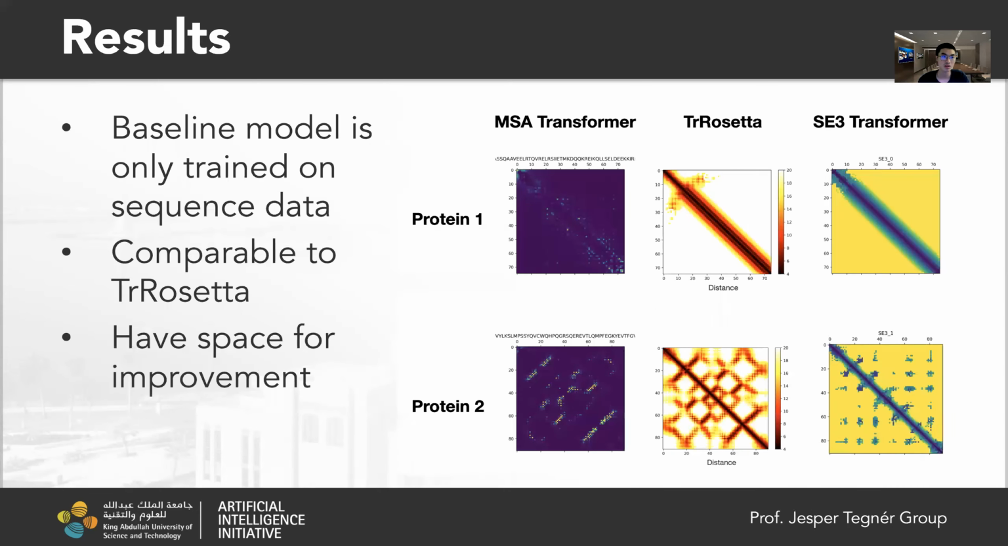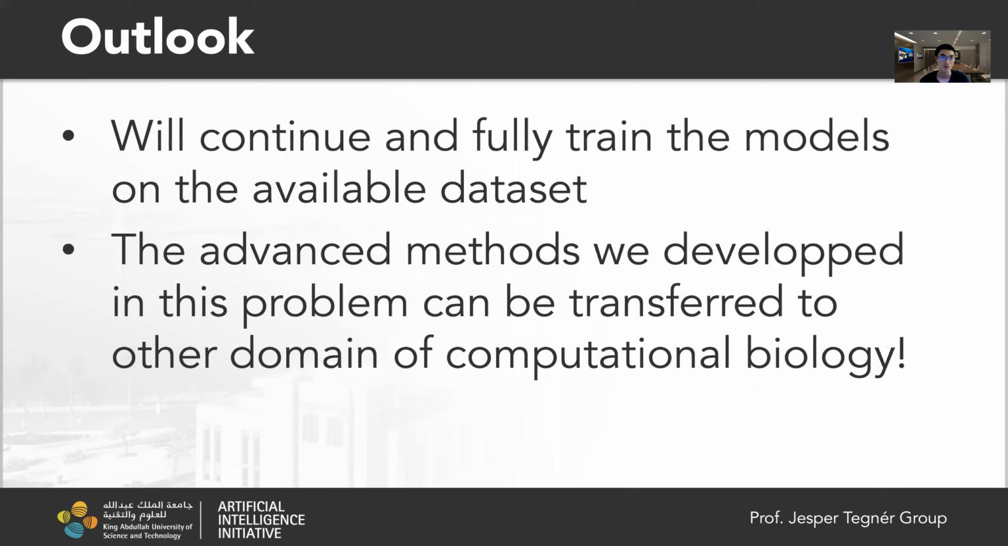And here is our baseline result. This experiment was trained only on the sequence data as the baseline result. We can see that the SE3 transformer's performance is close to trRosetta. trRosetta is now the best model in 3D protein structure prediction. So we can see that we also have space for improvement, because this is not a fully trained model.